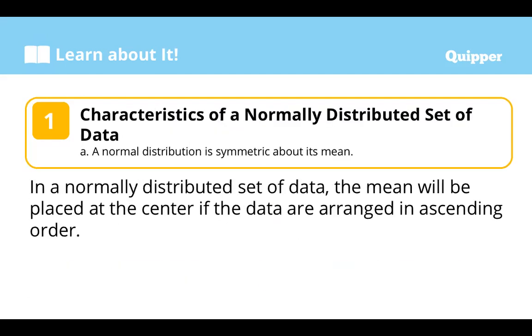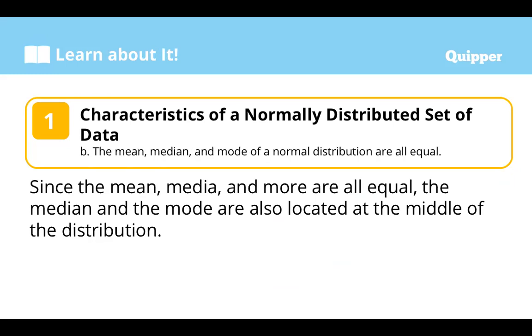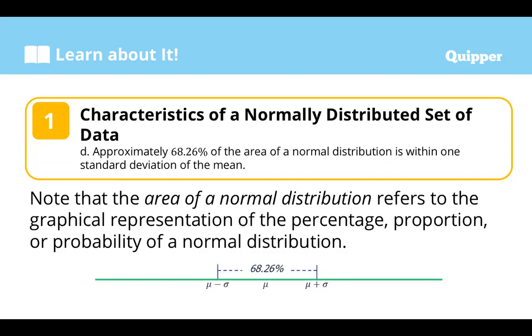From A to E. Okay, yung una natin in normal distribution is symmetric about its mean. So this side and this side are symmetric. They are equal. Okay? Yung B natin, mean, median, and mode are all equal. So nasa gitna lang sila lahat. That's for B. A normal distribution is thicker at the center and less thick at the tails. It's because mas maraming data ang mas malapit sa mean kaysa yung mga data na malayo sa mean. That is thicker. Okay?